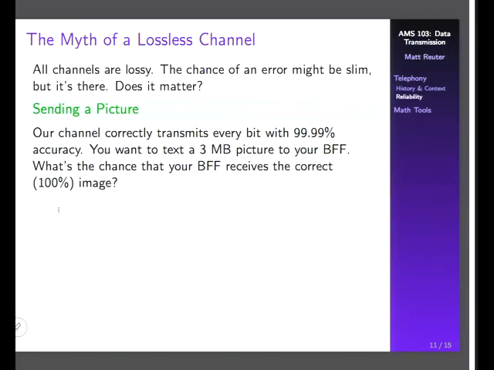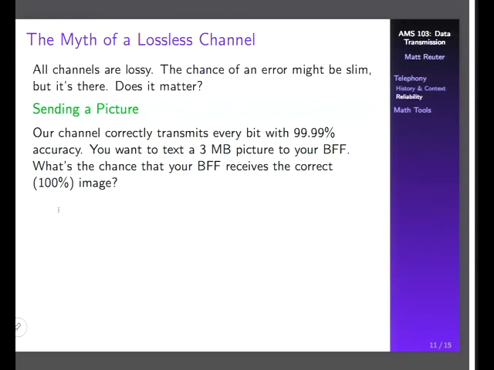Okay? Suppose now, as we're sending this message through in our text messaging channel, that there's a 99.99% chance that every bit gets transmitted correctly. Okay, so which is to say there's a 0.01 chance that any bit gets mangled. What is the chance that your BFF receives the correct, 100% correct message? We'll talk about how to actually calculate this number next time, but does anybody want to take a guess? Do you think your BFF is going to get the picture?